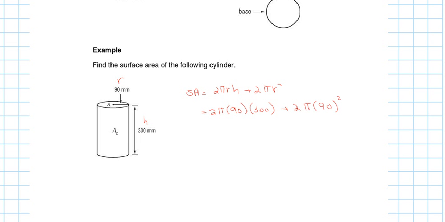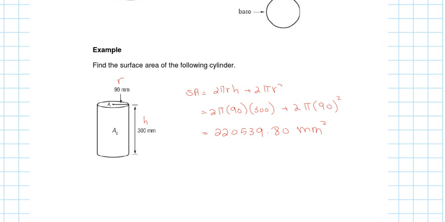It's a long number. Yeah, we're expecting that, right? So I have 220,539.80, and that's going to be millimeter squared. Okay? Check your calculator.